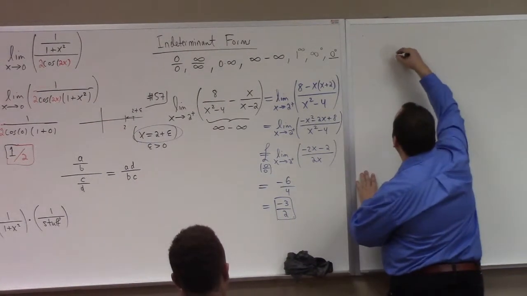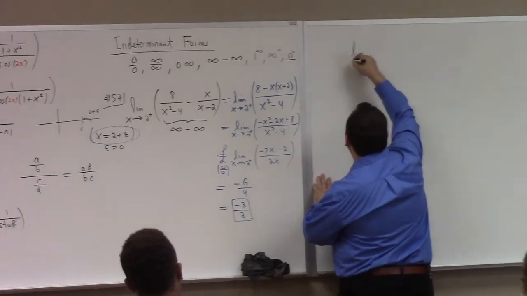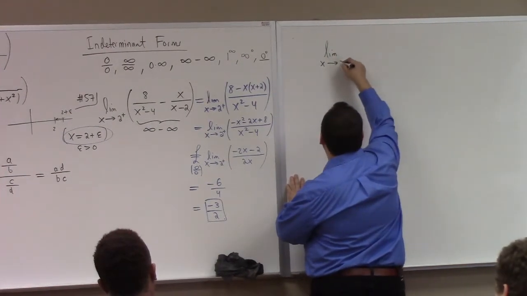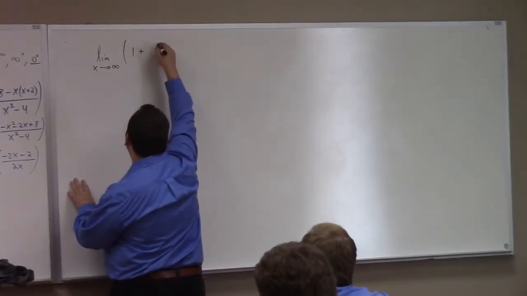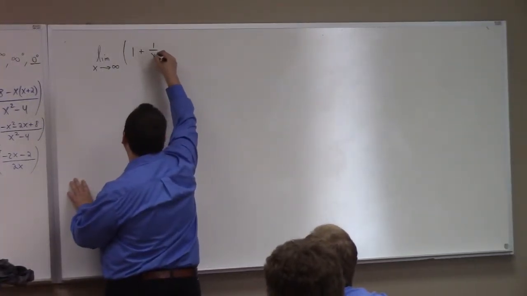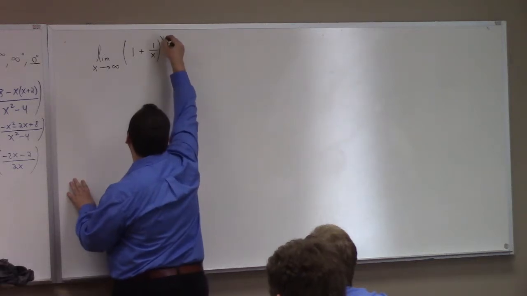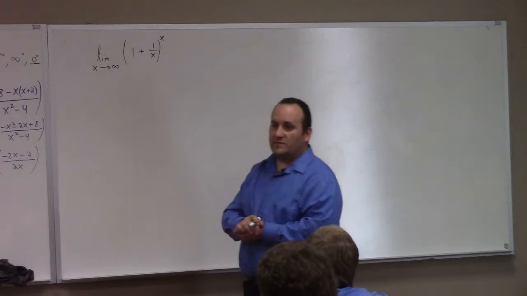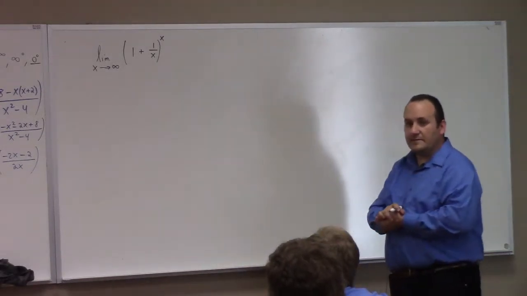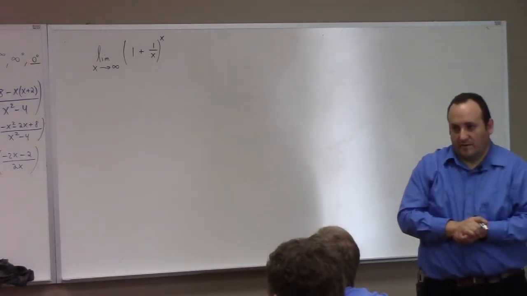Okay, so let me show you the quintessential example of this. It would be something like this: the limit as x goes to infinity of (1 plus 1 over x) to the x. The question is, how do you deal with something like this? How do you calculate such a limit?